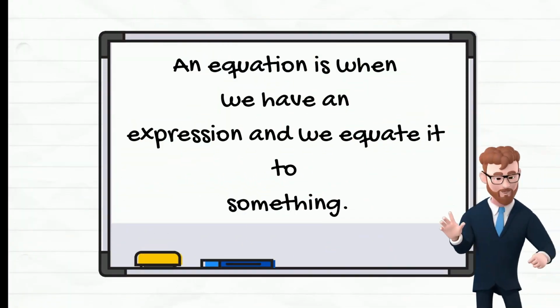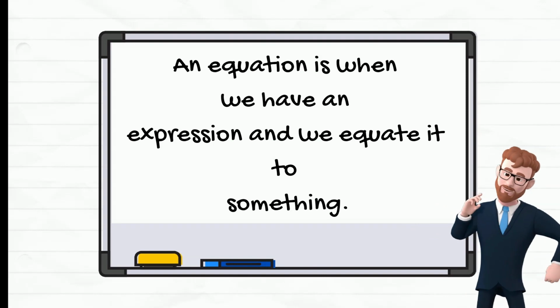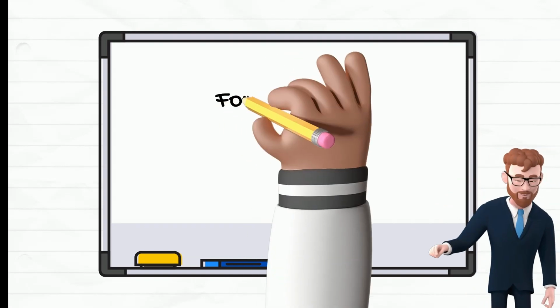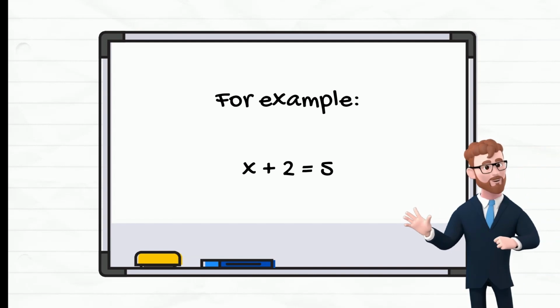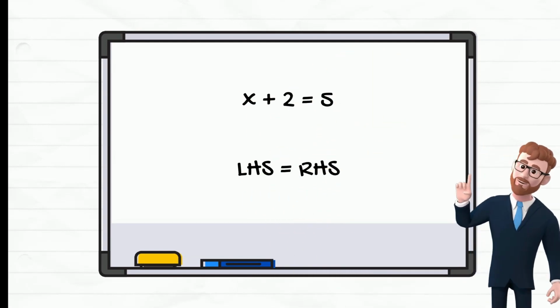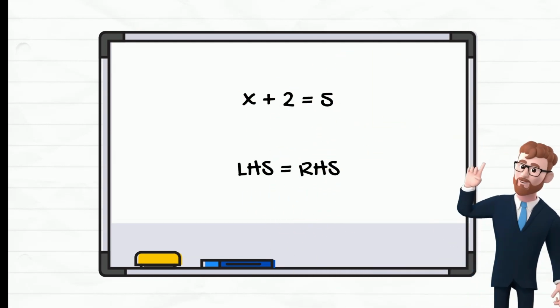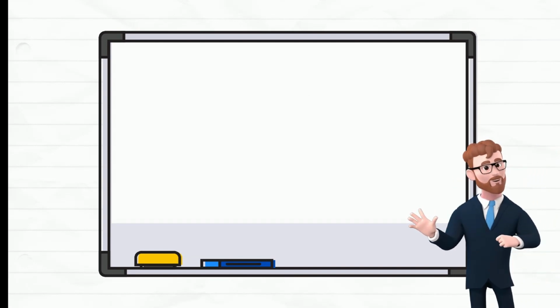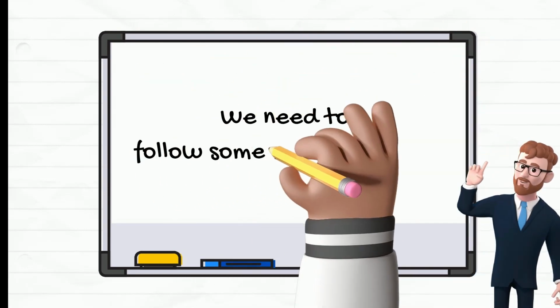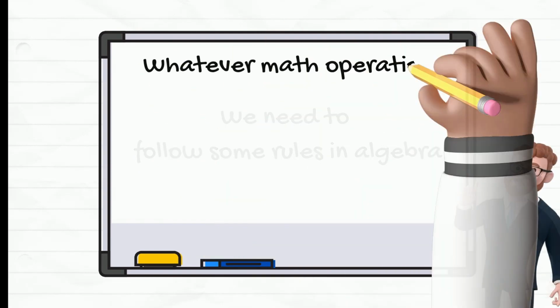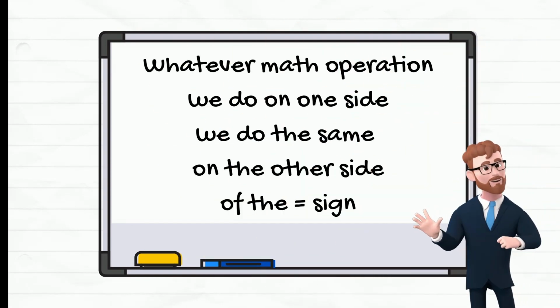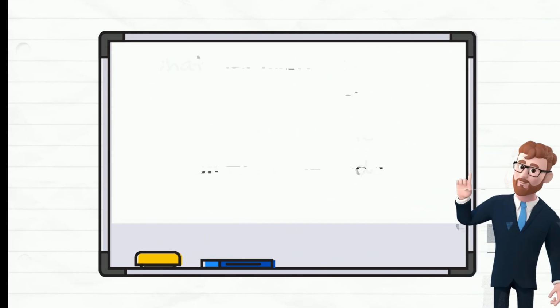An equation is when we equate an expression to something. Example: x plus 2 is our expression and 5 is what we have equated the expression to. For ease of understanding, we will be using LHS for expressions or numbers on the left side and RHS for the right side. Rule number 1 is to remember that whatever you do on one side of the equation, you do on the other side as well.